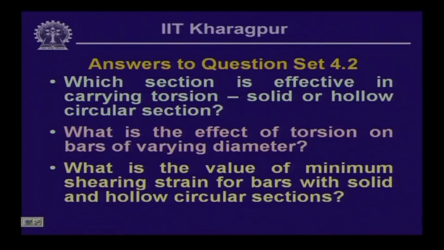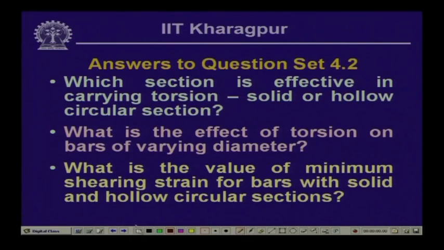Well, let us look into the questions which were posed last time. The first question was which section is effective in carrying torsion. In the last two lessons, we have discussed the effect of twisting moment on a bar which is having circular cross section, but a solid bar. Subsequently, we have seen the effect of twisting moment in a bar which is a hollow tube, and we could evaluate the stresses and the deformation.